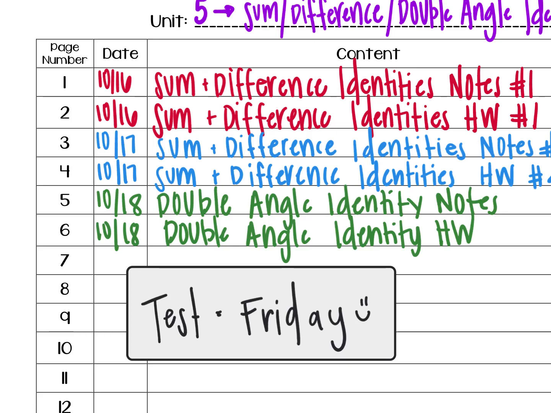All right, geniuses. Today we're going to be talking about double angle identities. So you'll have a grand whopping total of 3 identities on this test. You'll have sum, difference, and double angle identities.